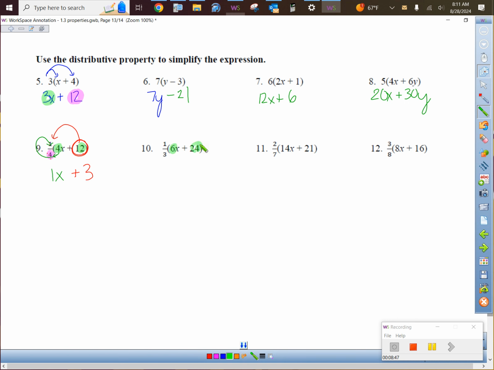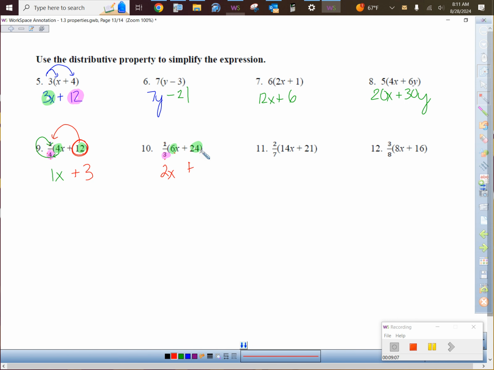You see that these green numbers right here are multiples of that pink number, which is the denominator in that case. So, sweet. I'll do this one with us. How many times does 3 go into 6? 2 times. Take that times the numerator, and I'm left with 2x.